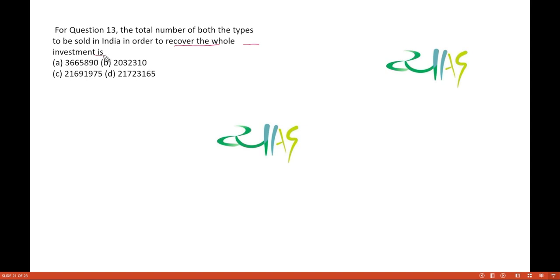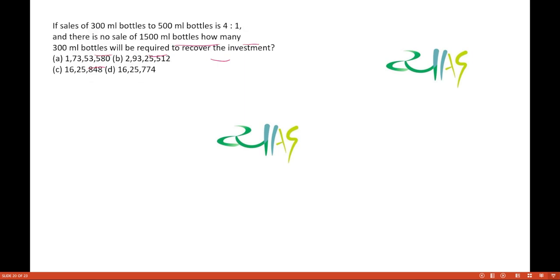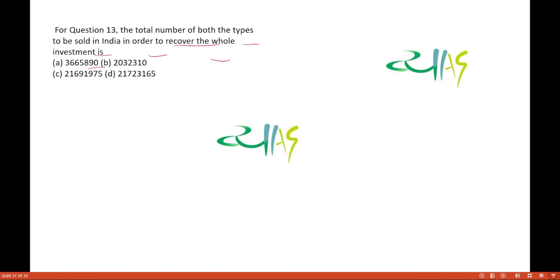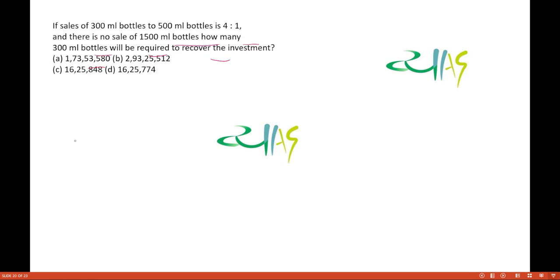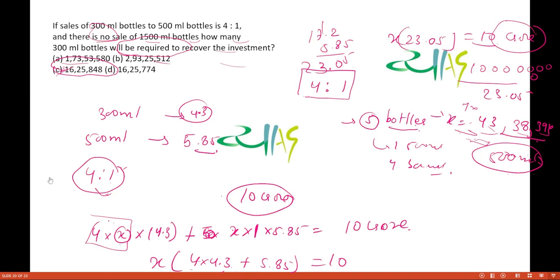The total number of both types to be sold in India in order to recover the whole investment is. So it is saying, in the earlier question, the total number of bottles to be sold of both types. So we don't have to do anything other than we just calculated x, just multiply 5 into x. We were getting 43 lakh 38,394, if we multiply 5 into this, because total number of bottles are 5x. So if we multiply by 5, we'll get our answer.